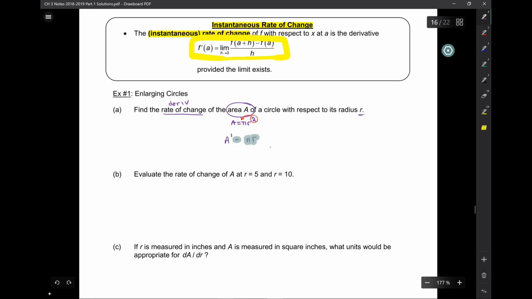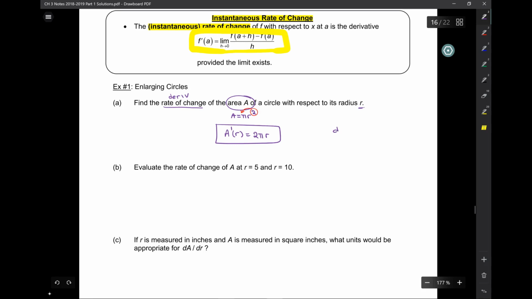Let me rewrite it another way. A prime with respect to r, A prime of r, we're going to use function notation. The name of the function is A, the variable is r, and it's 2 pi r. Another way to write this is dA/dr, which is 2 pi r. This is the derivative of A with respect to r.